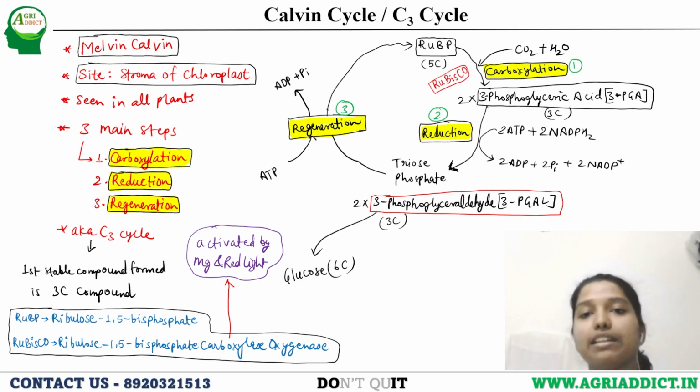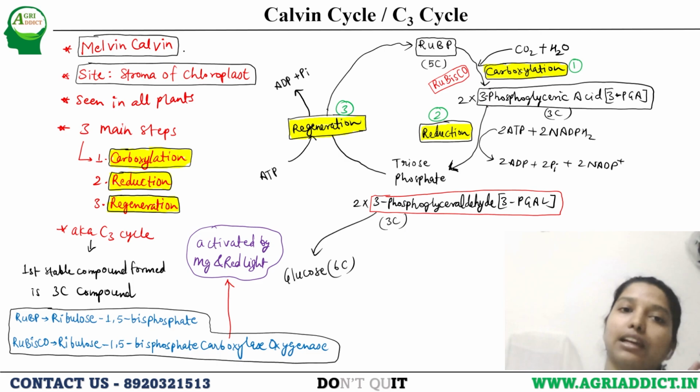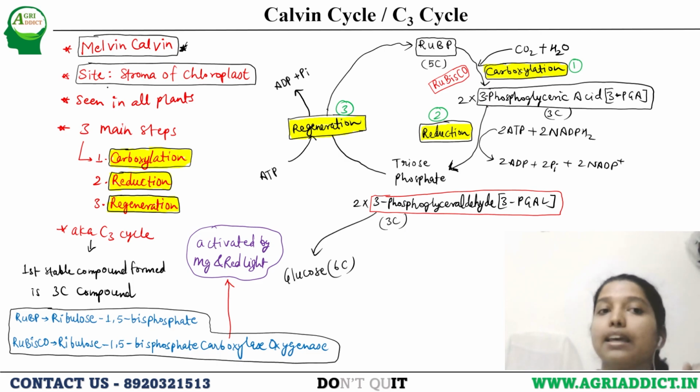Next comes the Calvin cycle or C3 cycle. This Calvin cycle was given by Melvin Calvin, a very famous scientist. Here the site of Calvin cycle is the stroma of chloroplast. This you have to remember. These kinds of questions will be expected in the JEE examination. Stroma of chloroplast.